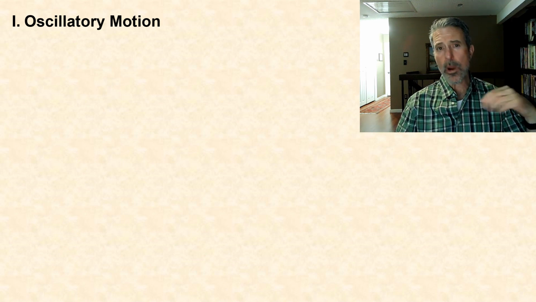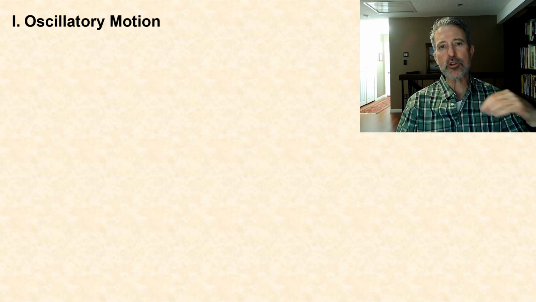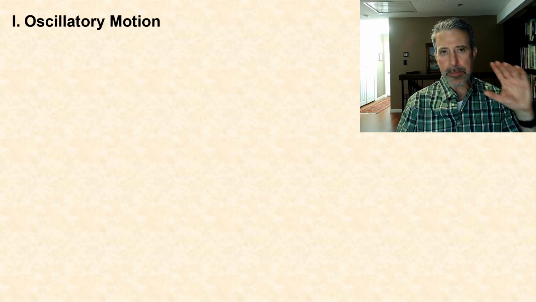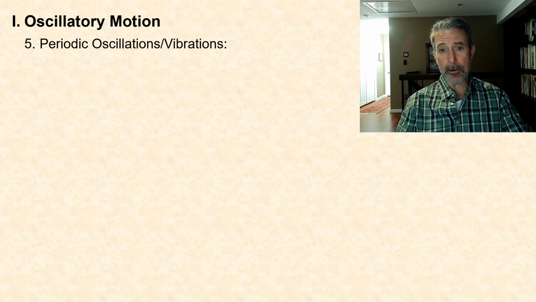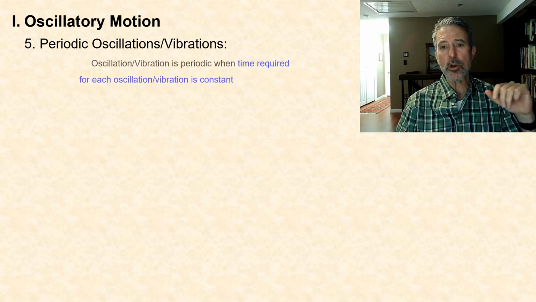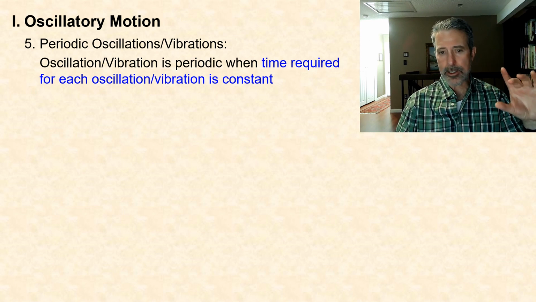In our unit on wave theory, which we'll be investigating next week, we're going to be interested in discussing only vibrations or oscillations that can be considered what we call periodic. So what do we mean by an oscillation or vibration being periodic? We're saying that an oscillation or vibration is periodic when the time required for each oscillation or vibration is constant.